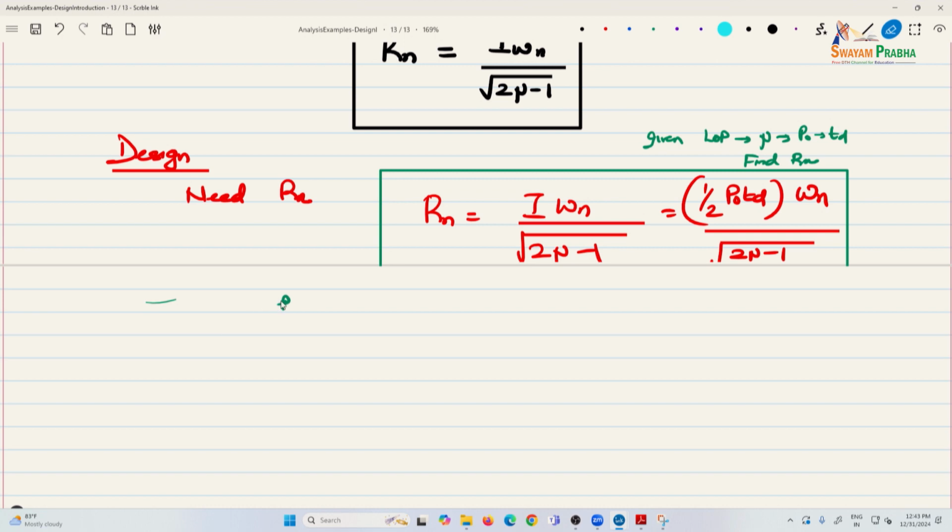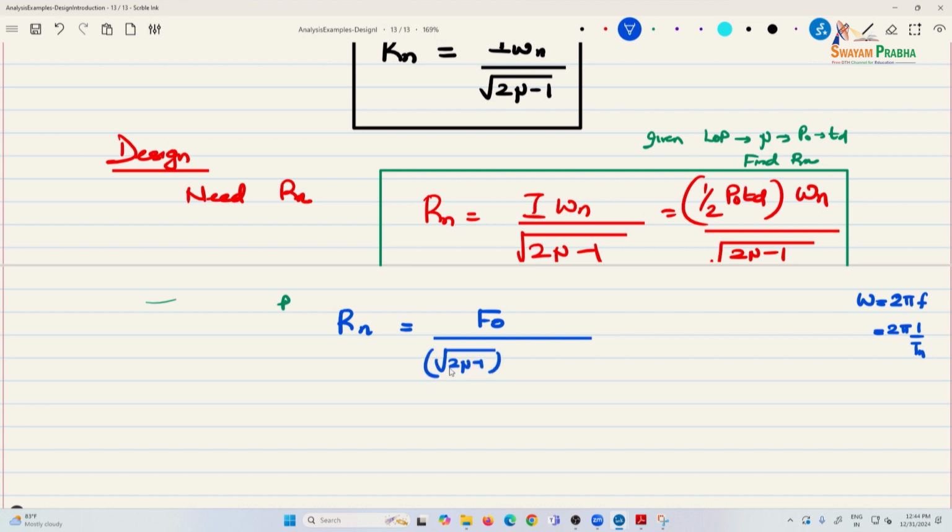Now I can express this Rn slightly in a different way. Knowing that omega is equal to 2 pi f, which is 2 pi, f is 1 over T, so 2 pi by Tn. So using that also we can now express this as F naught divided by square root of 2 mu minus 1 divided by pi Td over Tn, or F naught by RMF.